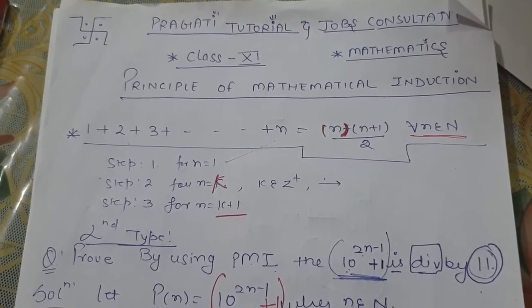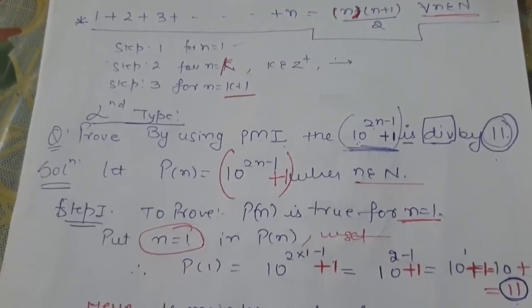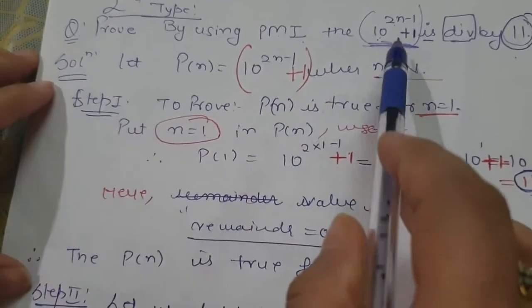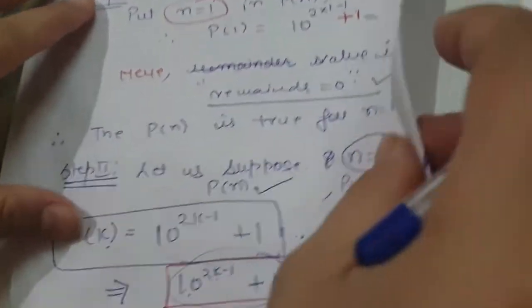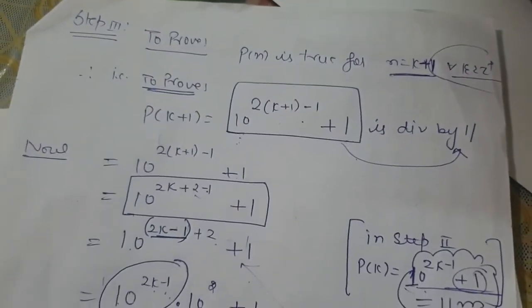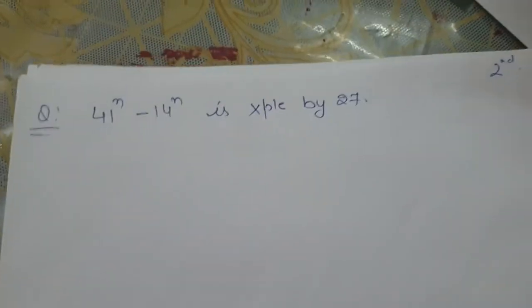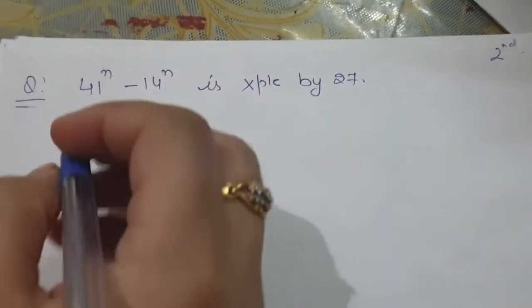In the last lecture, you have seen that we discussed the second type of principle of mathematical induction by this question: 10 raised to power 2n minus 1, plus 1, this whole expression is divisible by 11. And obviously, you already know the solution of these types of questions. Now, I'll give you some more examples related to this type of question, so that you can easily approach different types of questions related to this topic.